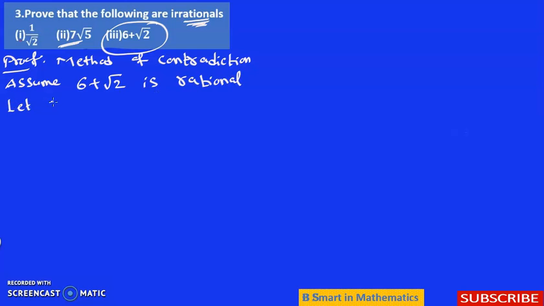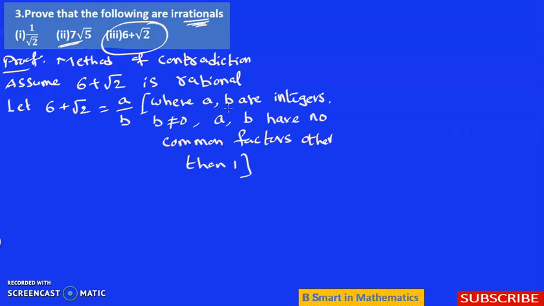Means 6 plus root 2 is equal to a by b. Where a, b are integers, it is rational, no? So it can be in the form of a by b, where a, b are integers. This denominator b is not equal to 0 and a, b have no common factors. If any common factors are there in the denominator and numerator, please cancel. The final fraction is a by b. It has no common factors. In the next step, it can be written as root 2 is equal to a by b minus 6.